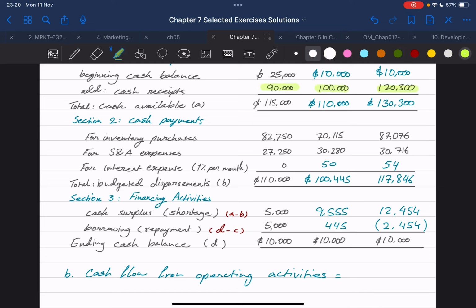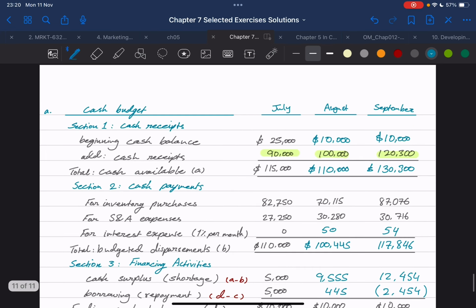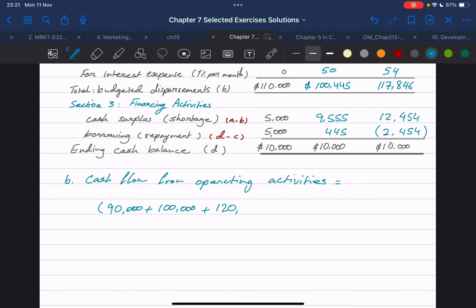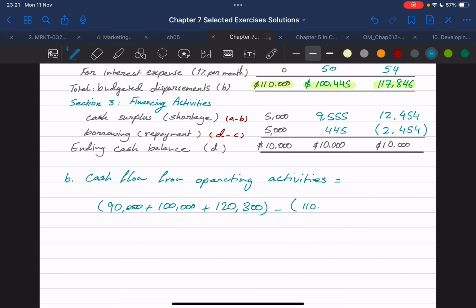Let's write it first. 90,000 plus 100,000 plus 120,300, minus these amounts right here, the total budgeted disbursements: 110,000, 100,445, and 117,846.